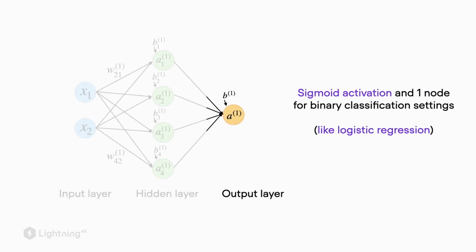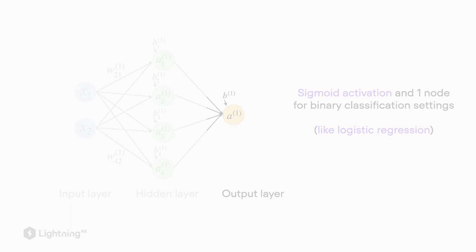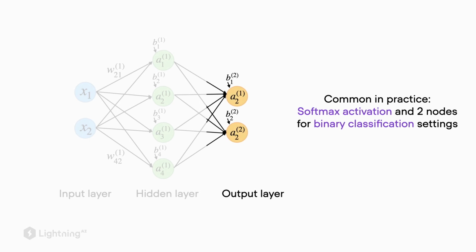If we only have a binary classification task, we could technically also use the sigmoid activation that we used in the logistic regression model. However, even if we consider a binary classification task, it's still common practice to use 2 output nodes with a Softmax activation, and that is just to make the coding a little bit easier and to implement a multilayer perceptron class in a more general form.